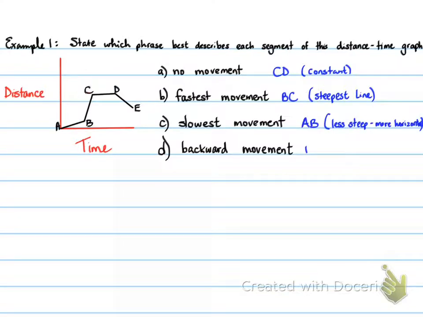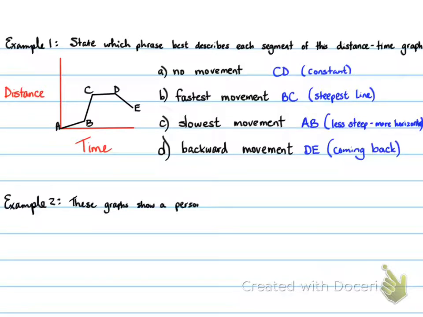Finally, the backward movement is moving backwards toward the sensor. So this is moving forwards, this is staying the same, and this is moving backwards, back towards the sensor. And that would imply DE. You're coming back. All right, next part, example 2.